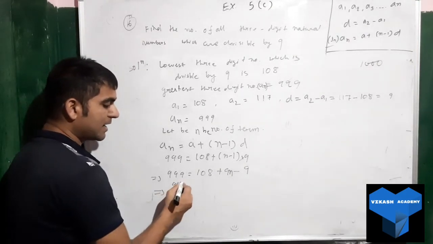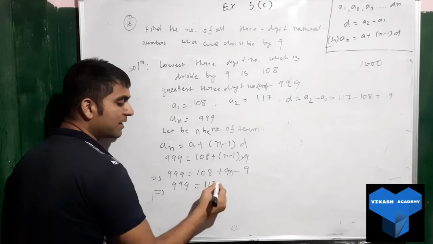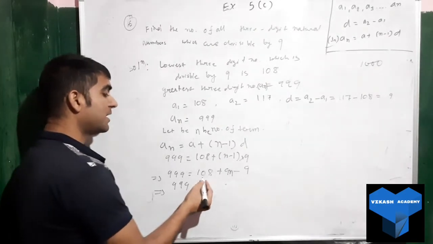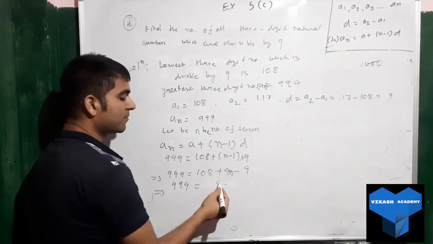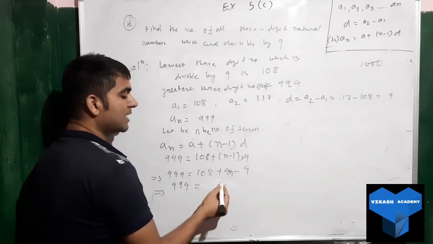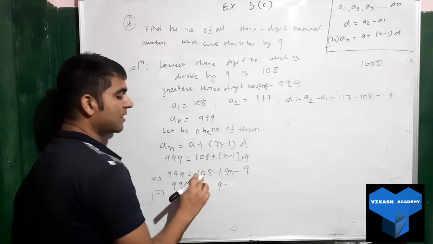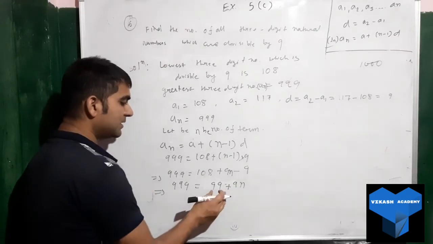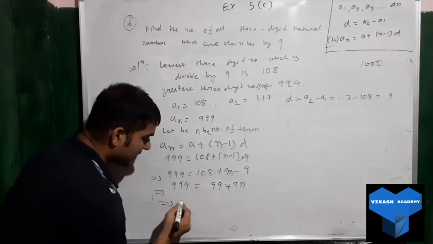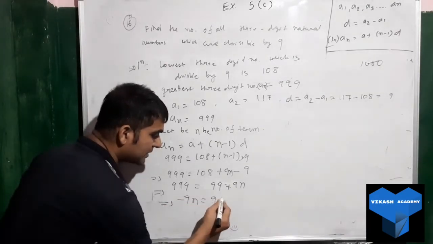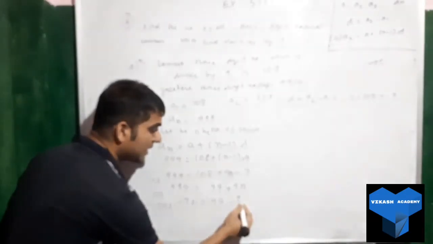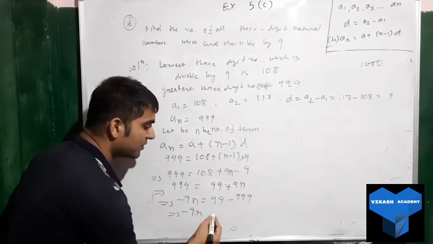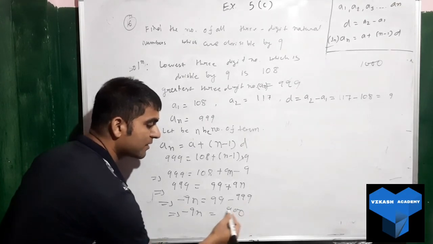Now 108 minus 9 will be 99, so 999 equals 99 plus 9N. Bring the N to this side and the other terms to the other side: minus 9N is equal to 99 minus 999. 99 minus 999 is minus 900.